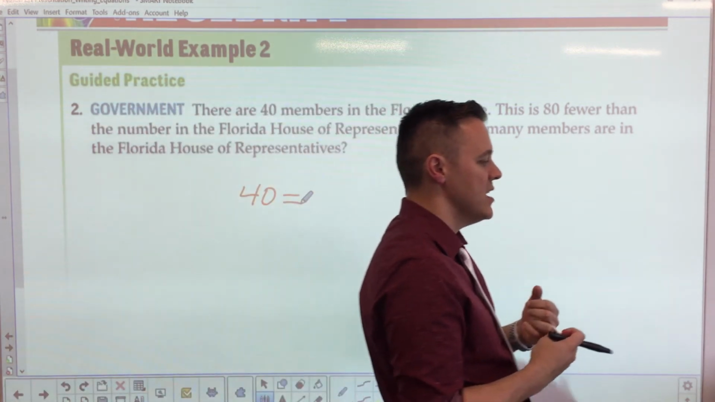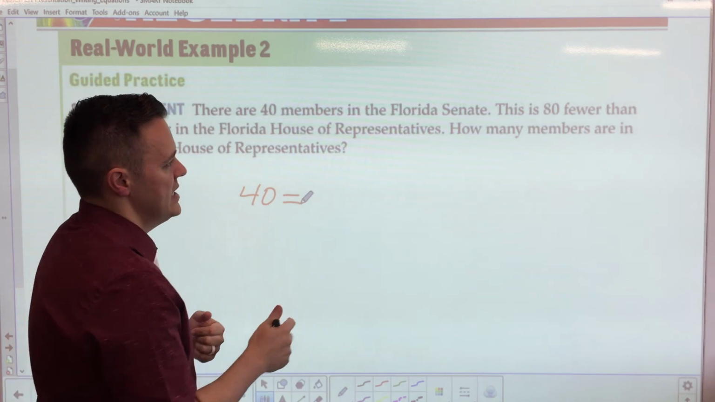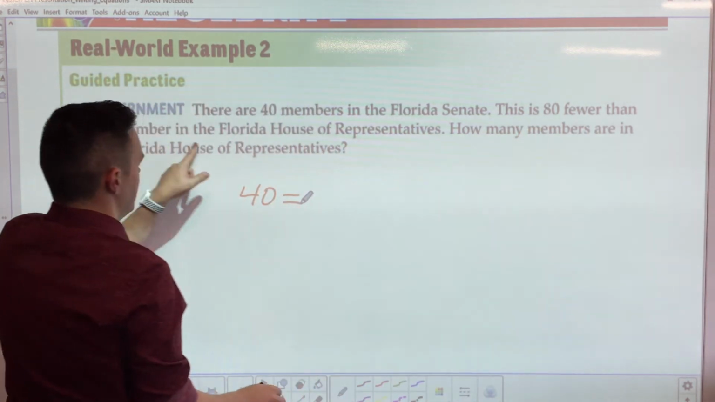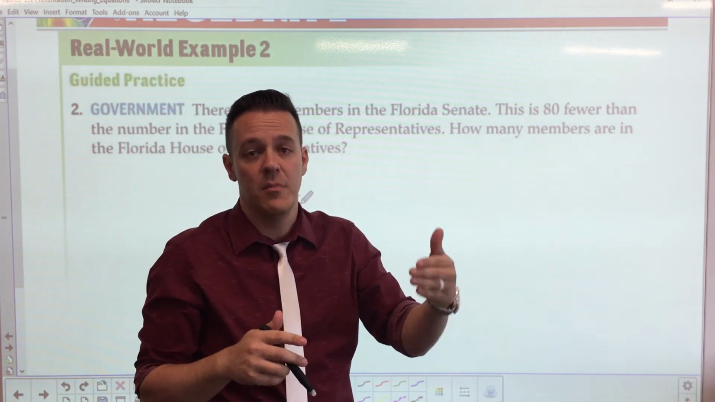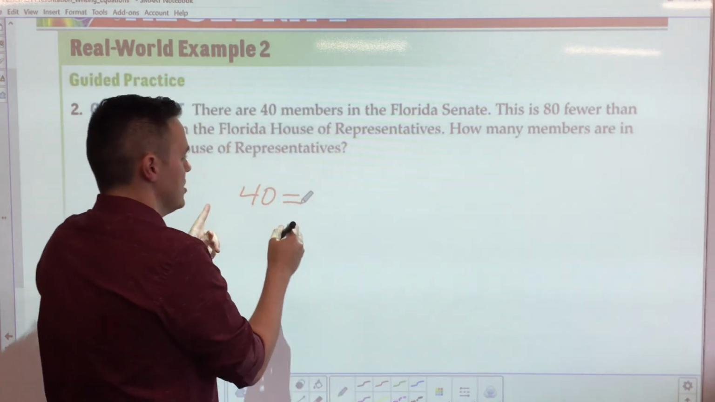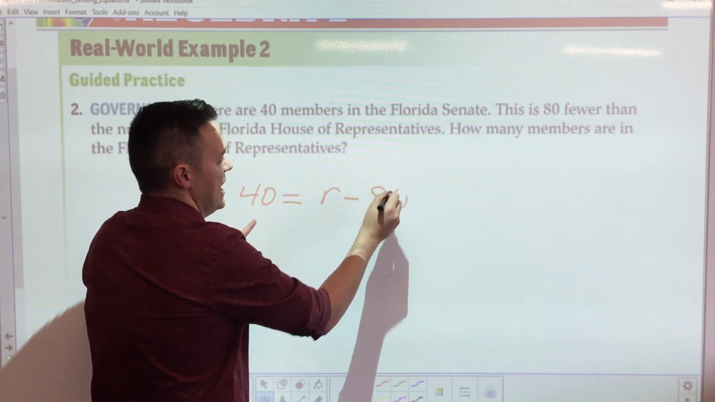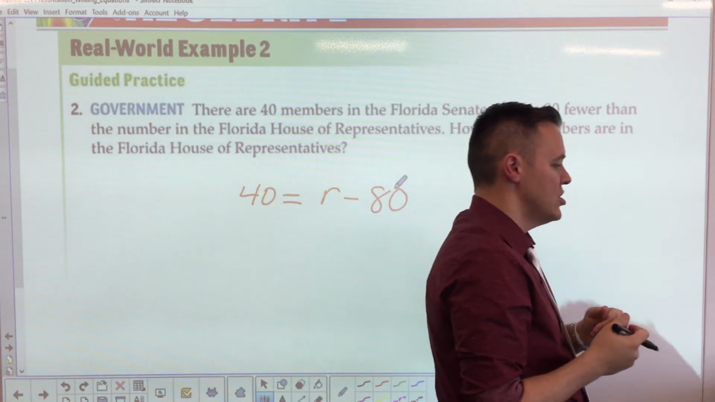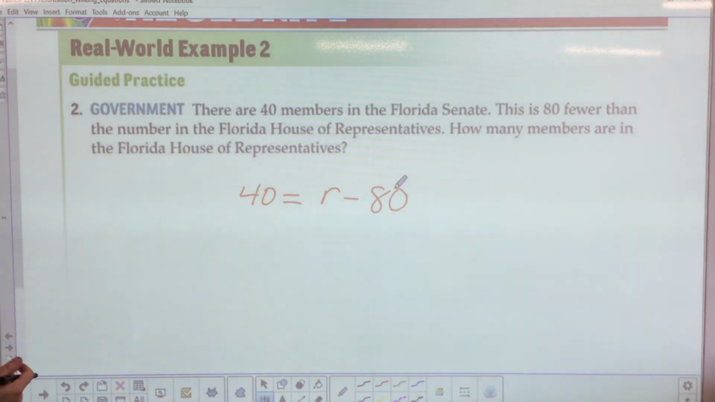So when you start setting this up, know what kind of equation you're going for, all right? This is 80 fewer than the number in the House of Representatives. So we just talked about that in the Bell work and in example 1, where it talks about r minus 80 because it's 80 fewer. Now, ladies and gentlemen, you have to solve for r. How many members are in the house?